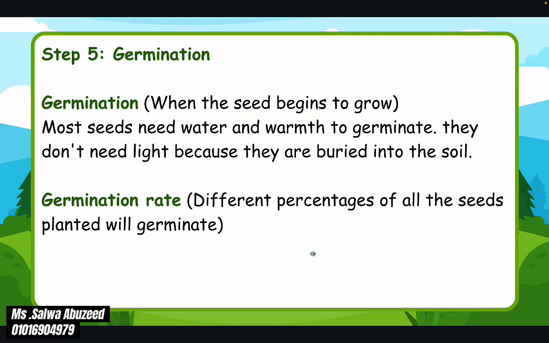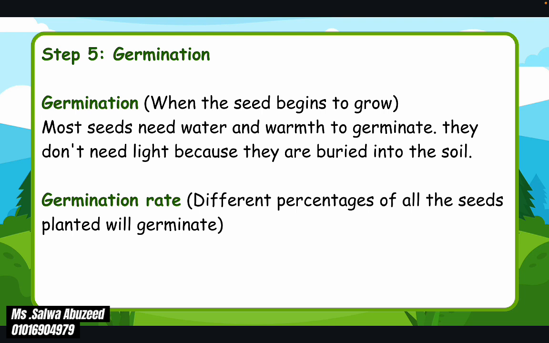Over here, the last step is germination, where the seed actually starts to grow, as I showed you in the previous video. In order to grow, it needs water and warmth. That's why in winter we mostly don't see anything growing, because there's not enough sun. But when spring comes, it's warm and there's water, so the flowers start to bloom and everything starts to grow, because it's already spring and it's warm.